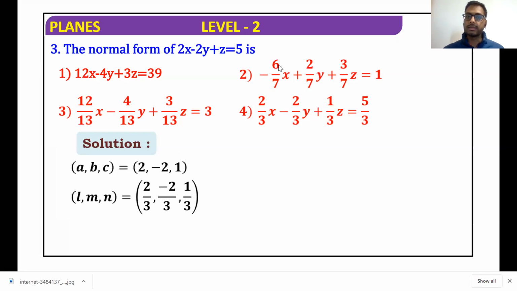A is nothing but 2. So 2 by 3. M would be minus 2 upon under root a square plus b square plus c square. So minus 2 by 3, and n is similarly 1 upon under root of a square plus b square plus c square, which is 1 by 3. So once I get my l, m and n values, I can use my formula lx plus my plus nz is equal to d to get the normal form of plane.